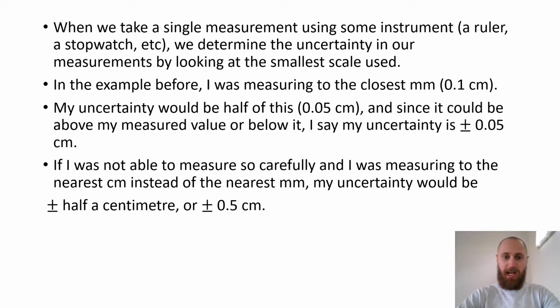If I was not able to measure so carefully and I was measuring to the nearest centimeter instead of the nearest millimeter, my uncertainty would be plus or minus half a centimeter or plus or minus 0.5 centimeters. So just because the ruler's got that millimeter grading on it, if I'm not actually using that to take my measurements, then I'm not going to use that when I calculate my uncertainties.